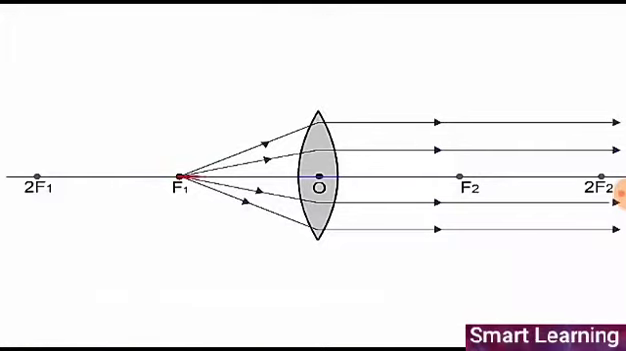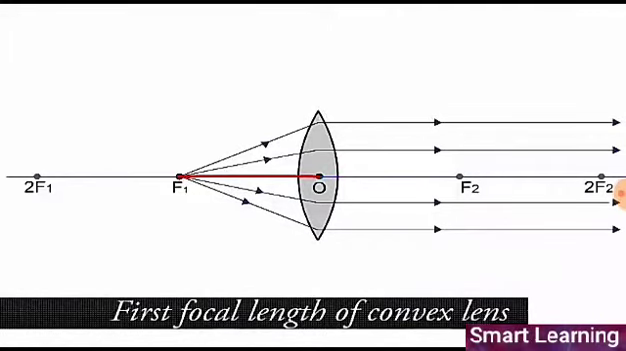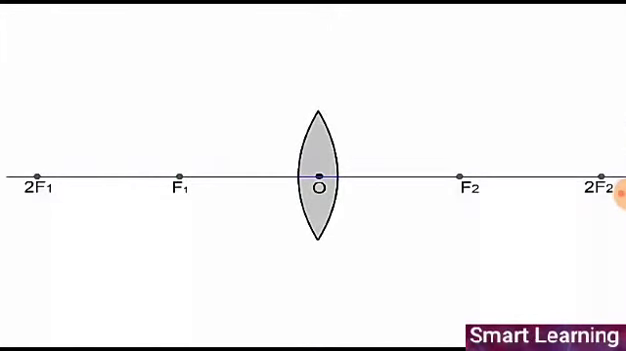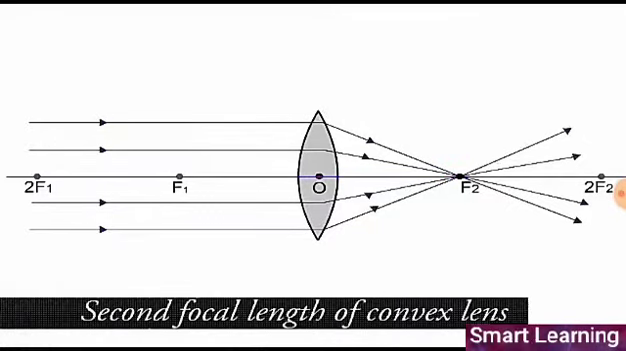The distance of first principal focus of the lens from the optical center is called first focal length of convex lens. Second principal focus of a convex lens, represented by f2, is the position of an image point on the principal axis of the lens when the point object is situated at infinity. The distance of second principal focus of the lens from the optical center of the lens is called the second focal length of convex lens.